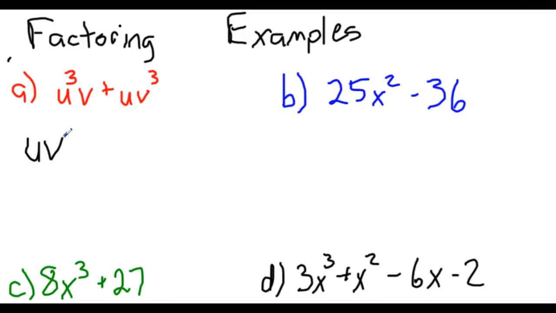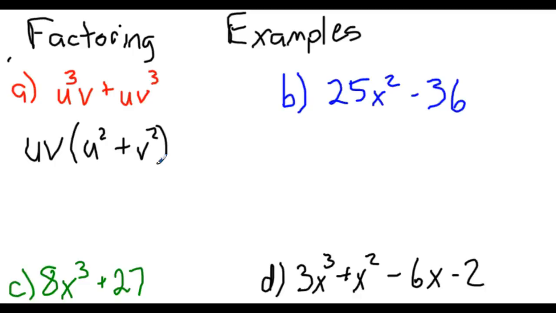So if we take a uv out of each of these terms, we're going to be left with u squared plus v squared. So if we look at u squared plus v squared, that looks similar to a pattern we talked about in the past, but the only problem is this is addition. If this was a subtraction, then we could simplify this a little more, but since it's addition, this is as far as we can go. So take out what they have in common.